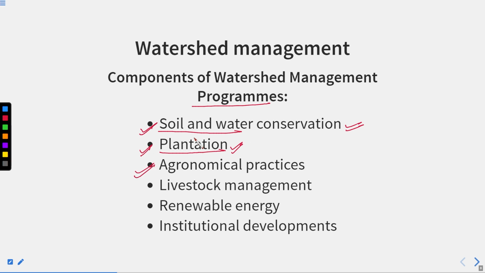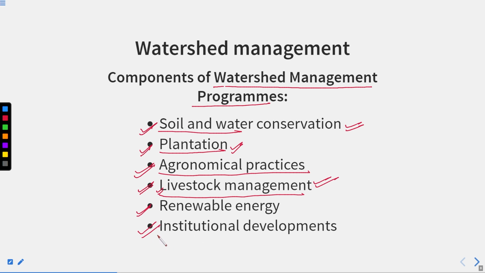Agronomic practices, whatever practices you are doing for agriculture, that is also united with the water management program. Livestock management, as you all know that in agriculture, we are also having livestock management, right? So this particular practice, the watershed management program, also has a part of the livestock management. Renewable energy, institutional development. All these are under the components of the watershed management program.